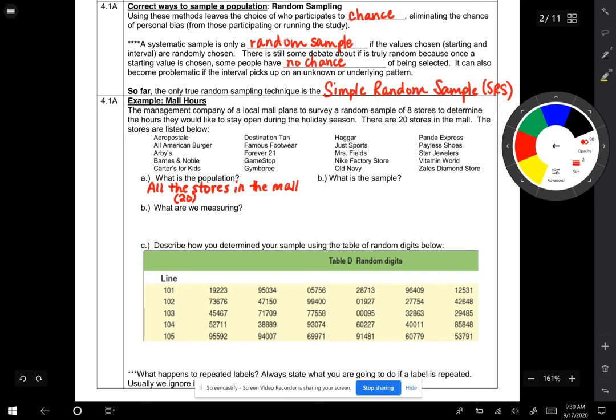Okay, what is the sample? Our sample will be 8 randomly chosen stores. So always make sure you write down that they have been randomly chosen. What are we measuring? We are going to determine the hours to stay open during the holidays.